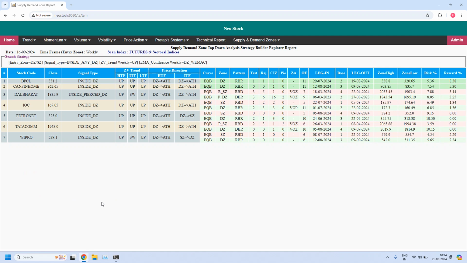If you focus on these 7 stocks, you may find some bullish trade setup stocks or sideways trade setup stocks. That way you can plan your trade opportunities for the coming week.